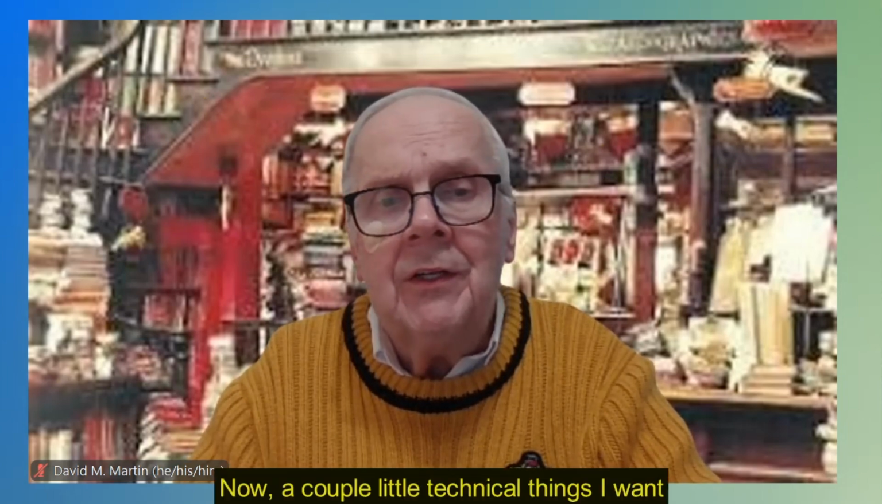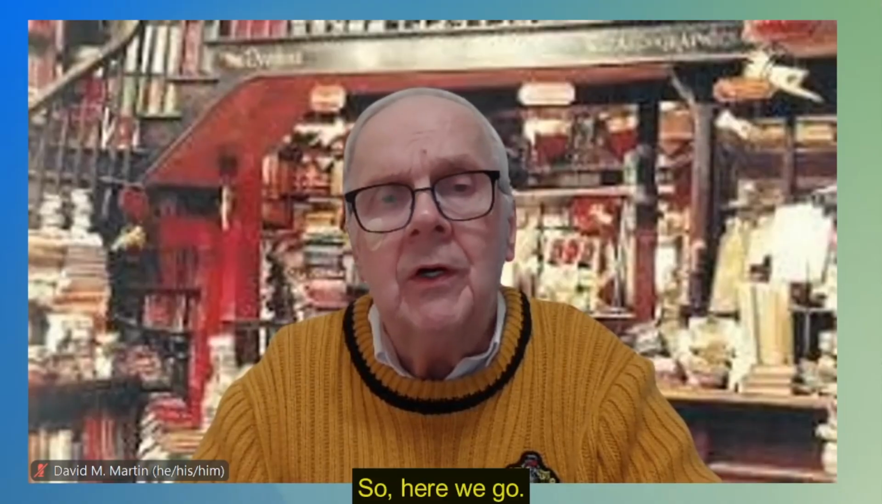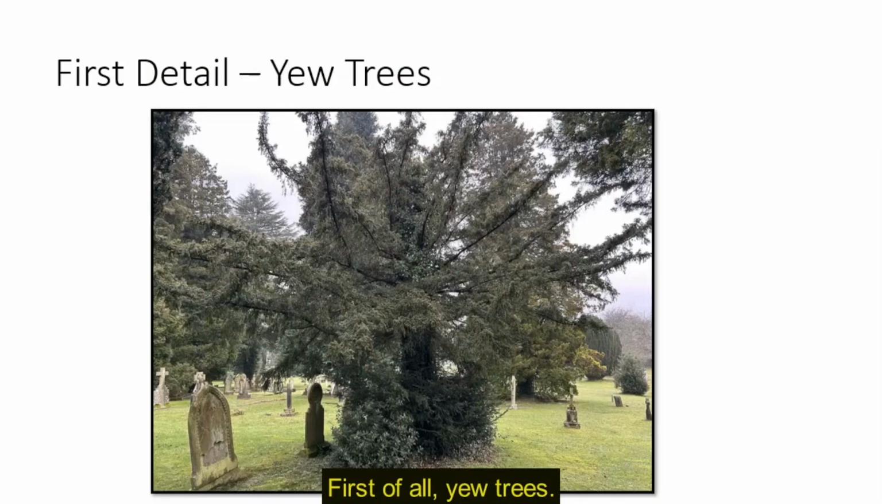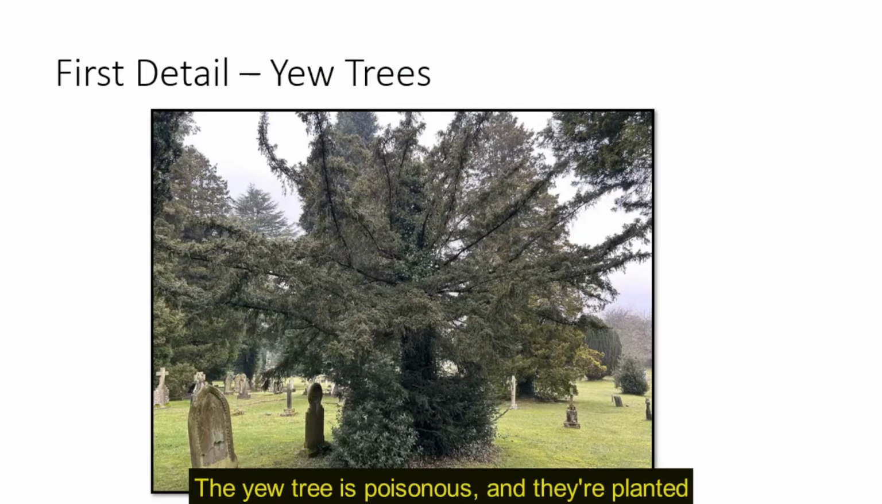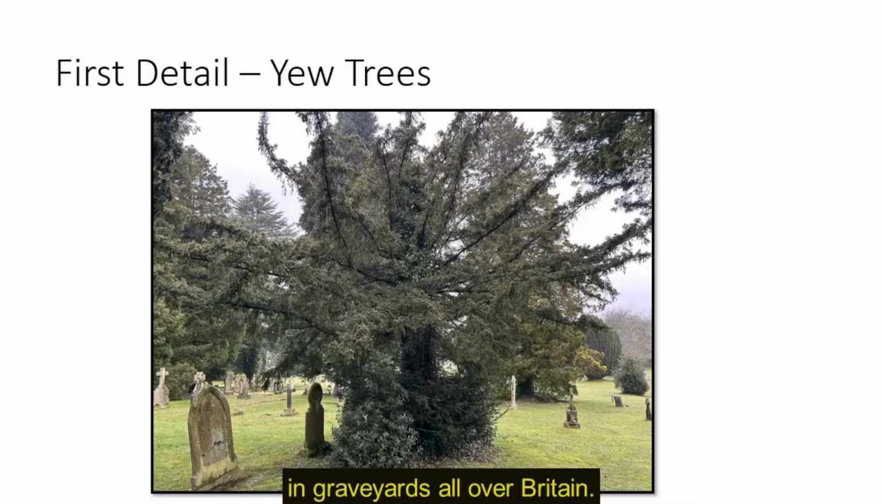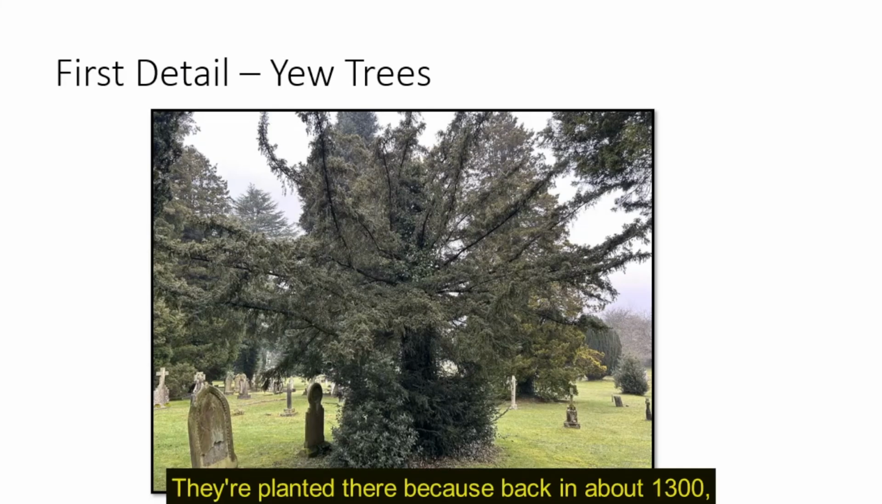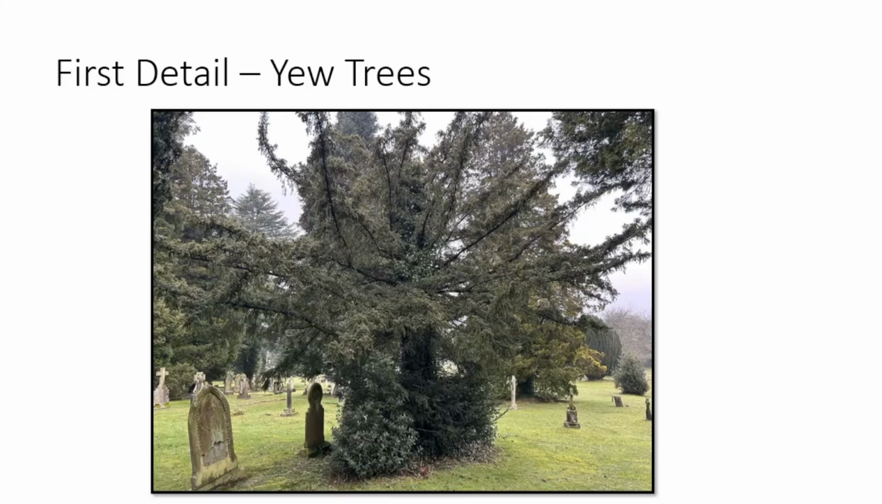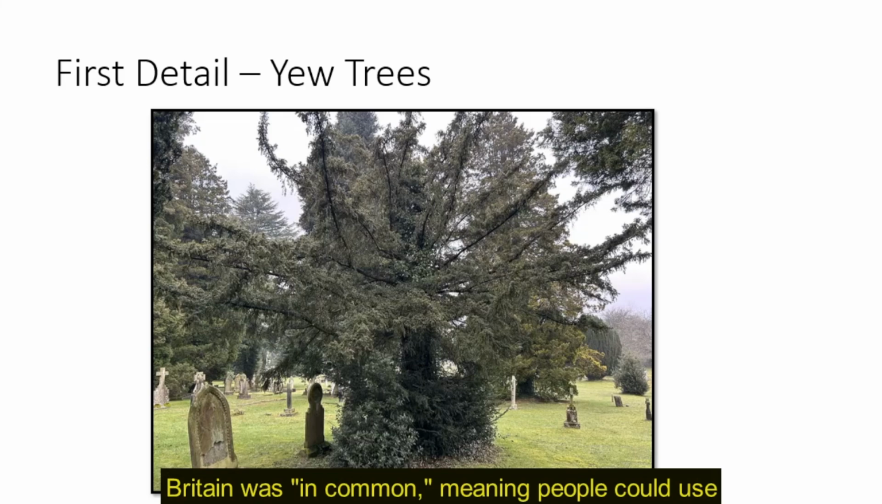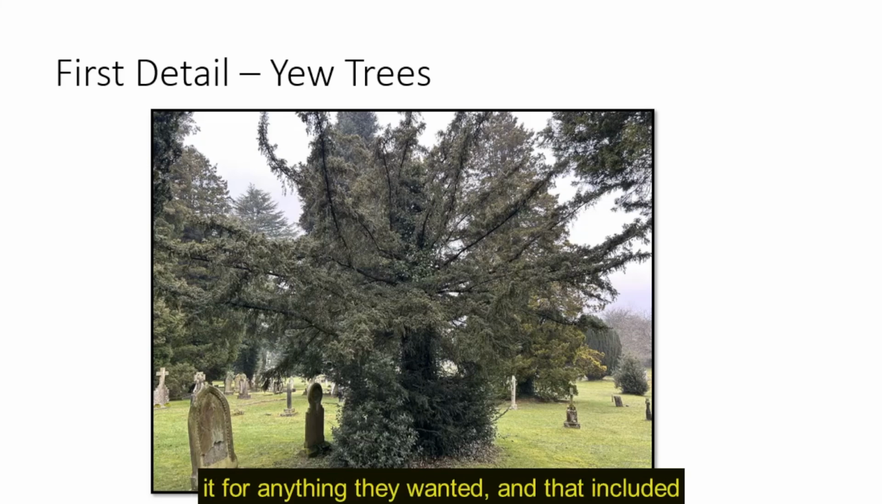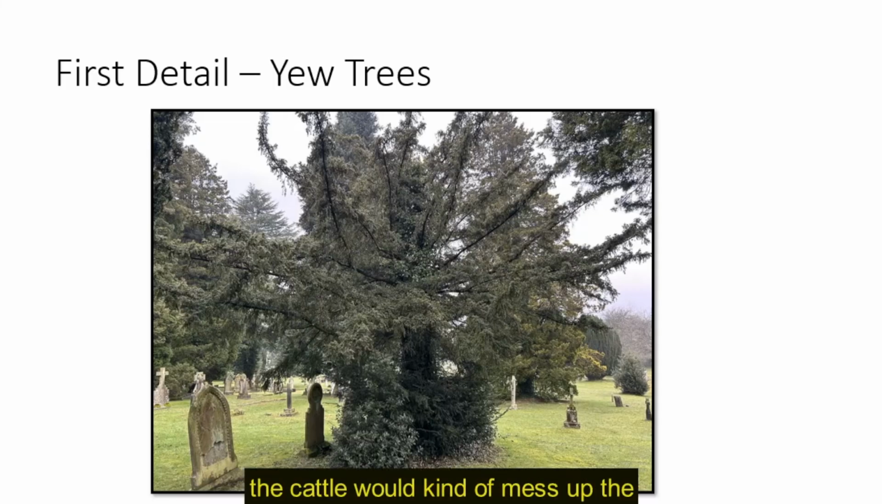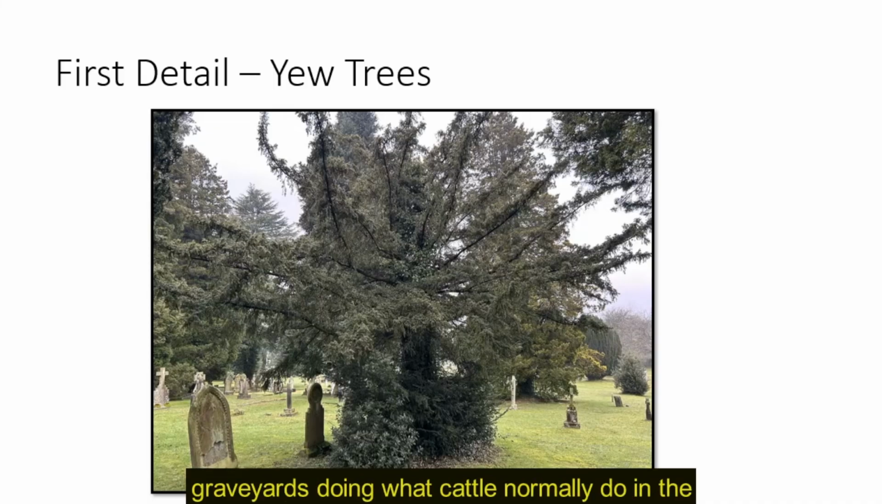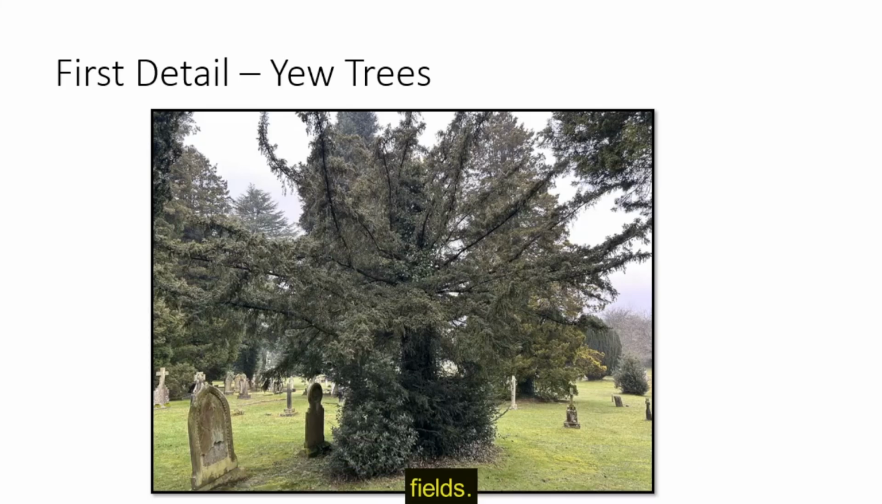Now, a couple little technical things I want to get out of the way. So here we go. First of all, yew trees. Yew trees are going to be mentioned here. The yew tree is poisonous, and they're planted in graveyards all over Britain. They're planted there because back in about 1300, they had a problem. At that time, most of the land in Britain was in common, meaning people could use it for anything they wanted, and that included the graveyard, so people would graze their cattle there. And the cattle would kind of mess up the graveyard, doing what cattle normally do in the fields.